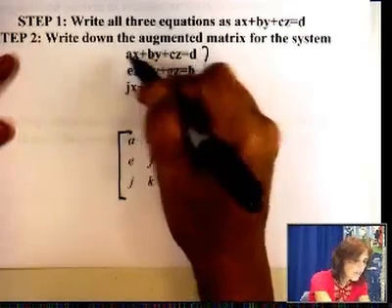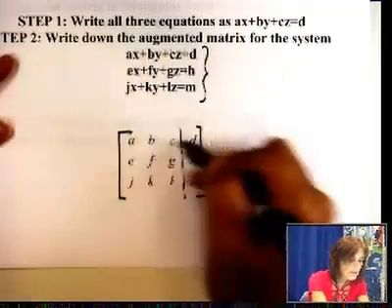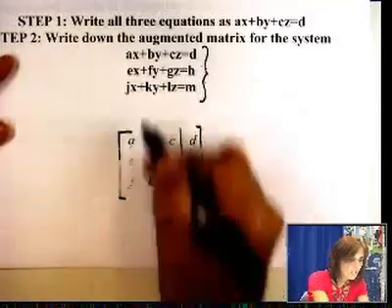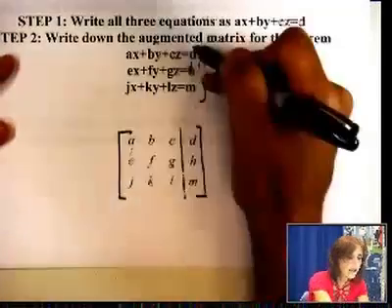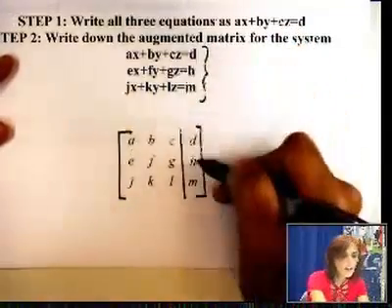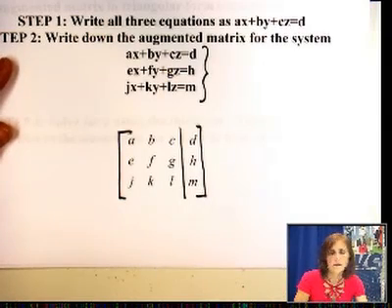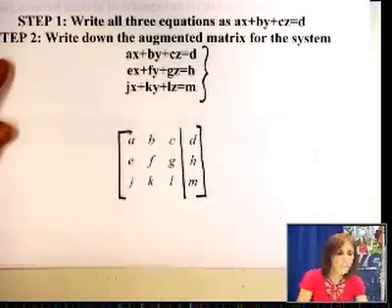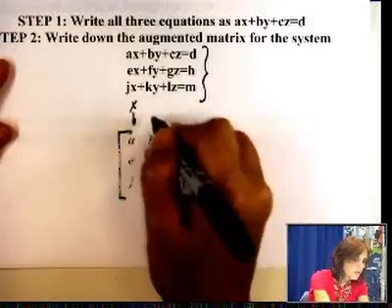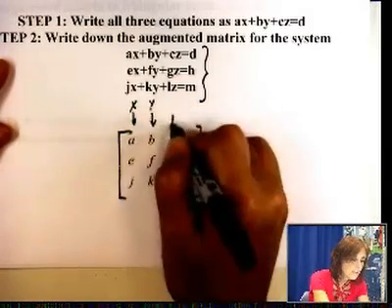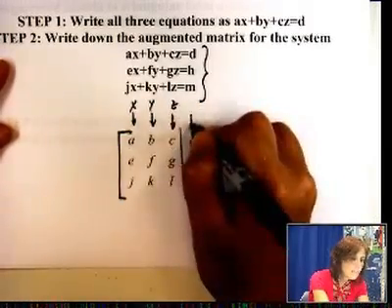These are all the coefficients: A, B, C, E, F, G, J, K, L, and then on the right you have D, H, and M, the constants. All right? So it's pretty easy. Make sure you order them. This is the x, this is the y, and this is the z. It's just a procedure, and this is the constant.